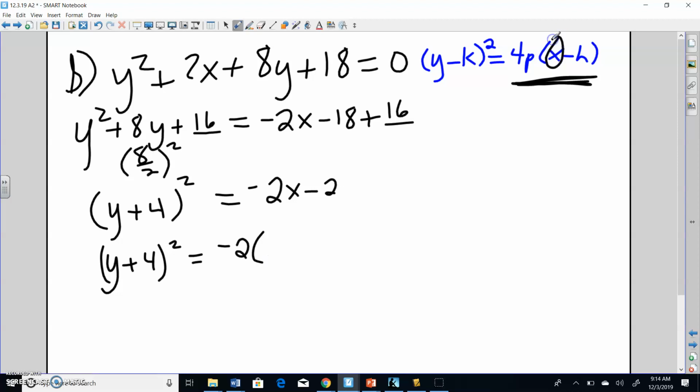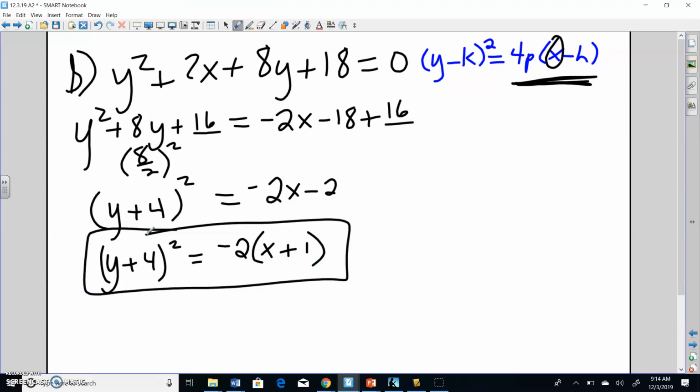Whatever we have to divide by to get a positive 1x, that's what we're going to do. So we're going to divide each of those by a negative 2, so that's going to give me x plus 1. And there is the equation of our parabola. Actually, this one's going to open left because of the 2 being negative, I believe.